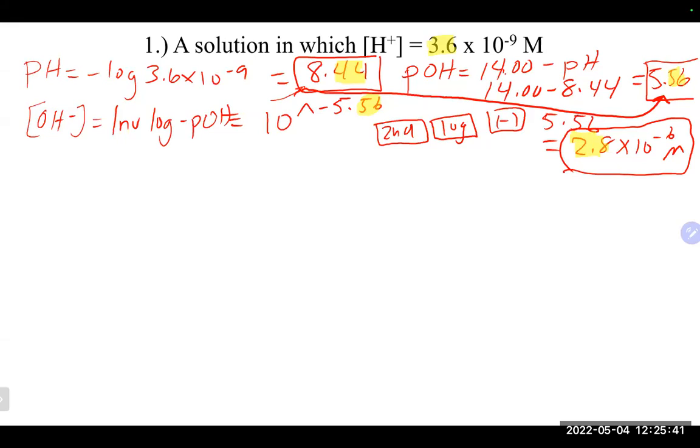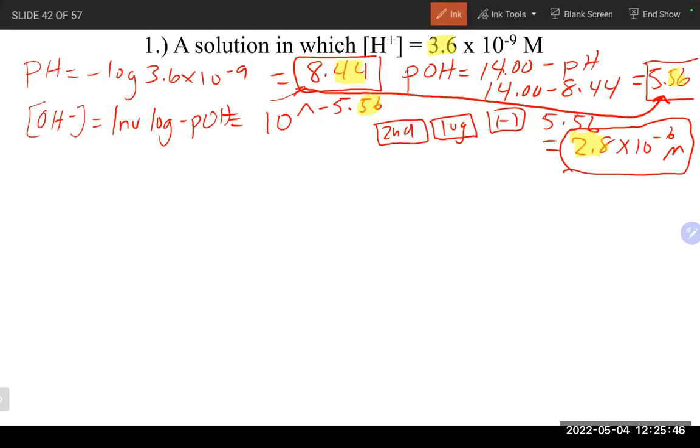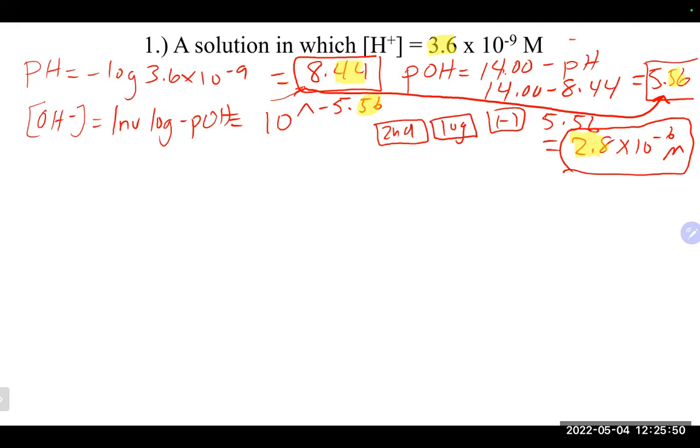Yeah. Other questions? Okay. Last thing here was, is it acidic, basic, or neutral? This one is basic, based off of the pH here, above 7. Any questions on any of those calculations on that one? Let's take a look at the next one.